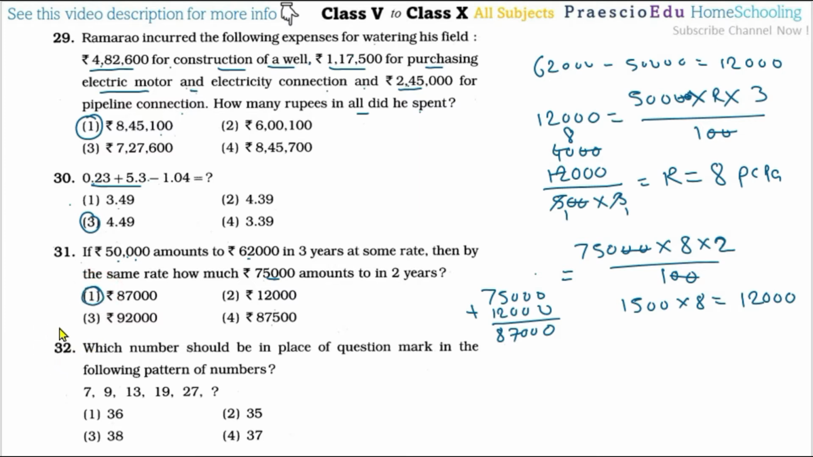Now question number 32, which number should be in place of the question mark in the following pattern? Now 7, 9, 13, 19, then 27 and question mark. So the difference here is 2, 9 and 13 difference is 4, here the difference is 6, here the difference is 8, means 2, 4, 6, 8, then after this 10, so 27 plus 10 should be 37. So option number 4 is correct.